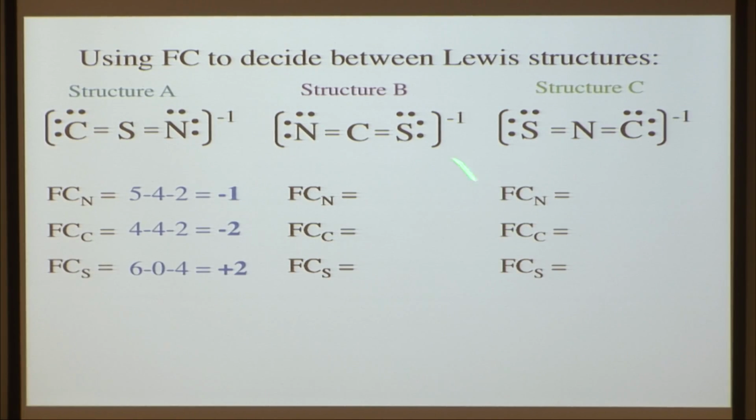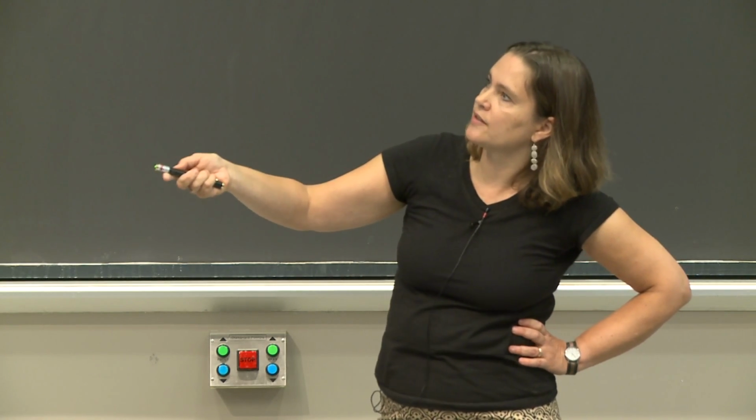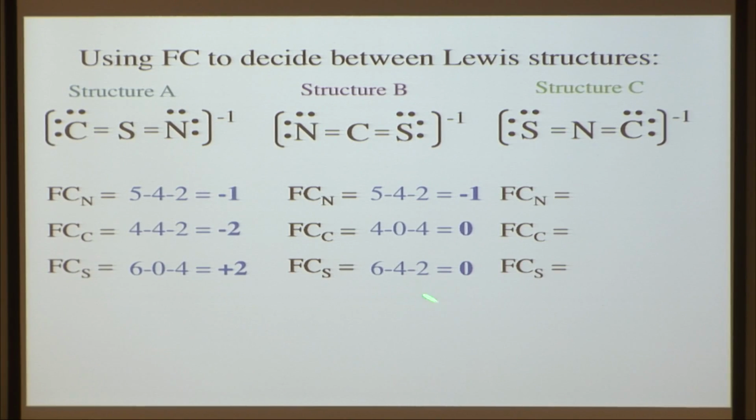We also could put carbon in the middle or nitrogen in the middle. So let's look at what this does for us. With the formal charge on nitrogen now, we have 5 minus 4 lone pair electrons minus half of 4 bonding electrons, which is -1, so that's the same. Now we can look at carbon. We have no lone pair electrons. It has 4 minus 0 minus 4, half of 8 bonding electrons, or 0. And for sulfur, 6 minus 4 lone pair electrons and half of 4 bonding electrons, or 0.